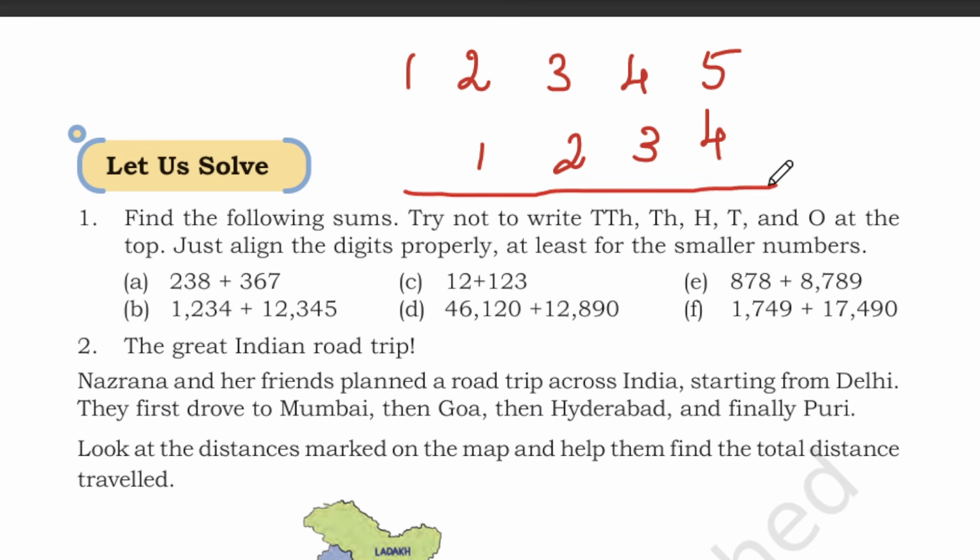So now I am going to add. 5 plus 4 is 9, 4, 5, 6, 7, 3, 2 is 5, 2 plus 1 is 3, and 1. So how much are we getting?